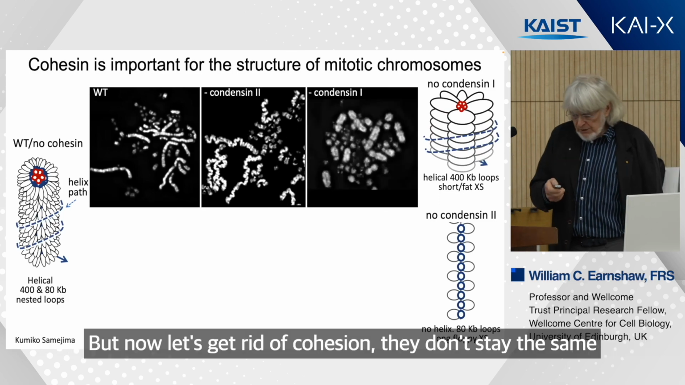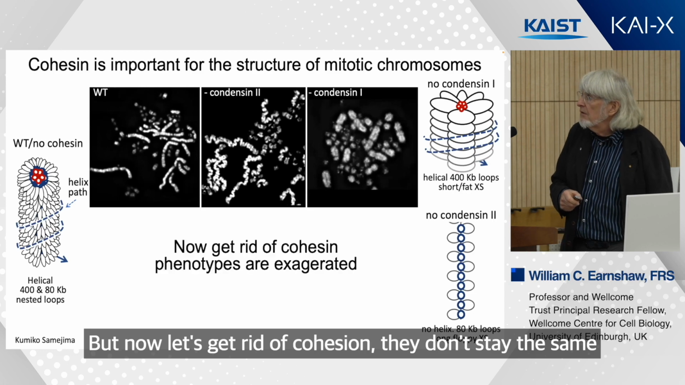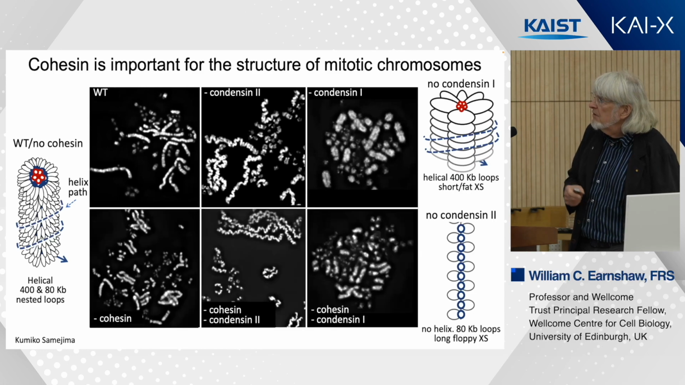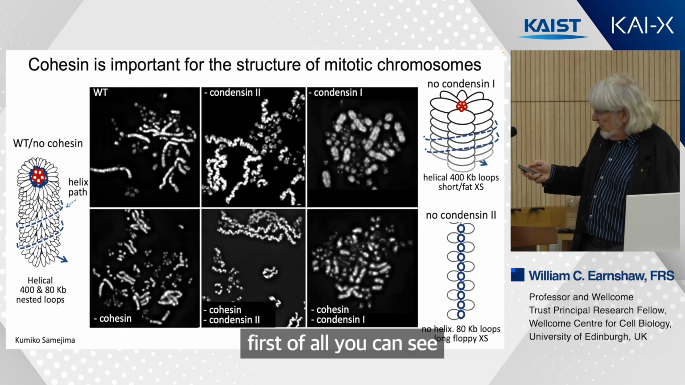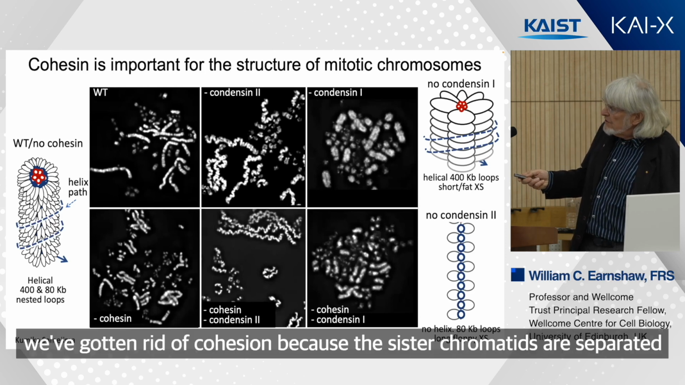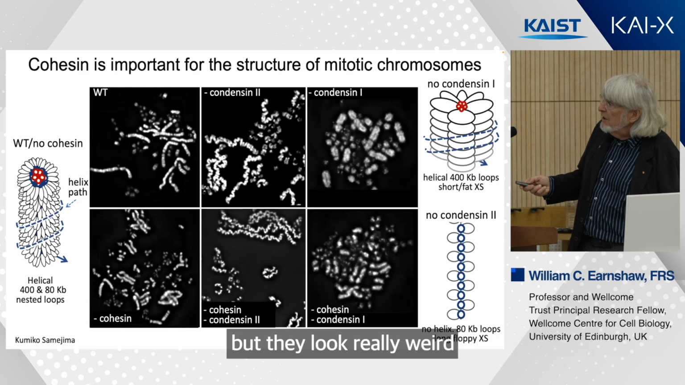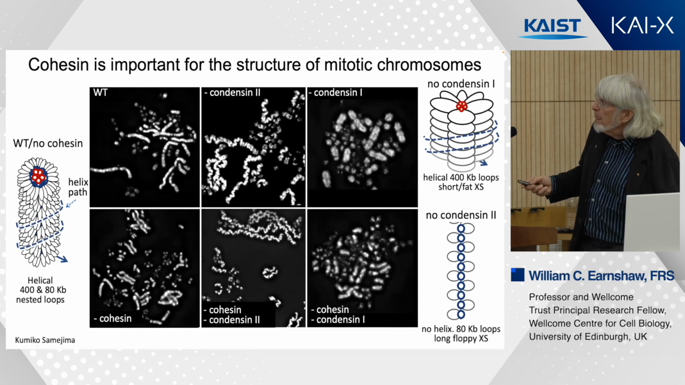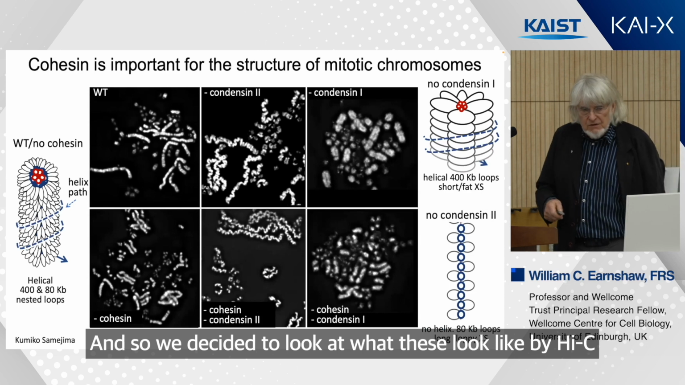But now let's get rid of cohesin. They don't stay the same. They don't look the same. First of all, you can see we've gotten rid of cohesin because the sister chromatids are separated, but they look really weird. And so we decided to look at what these look like by Hi-C.